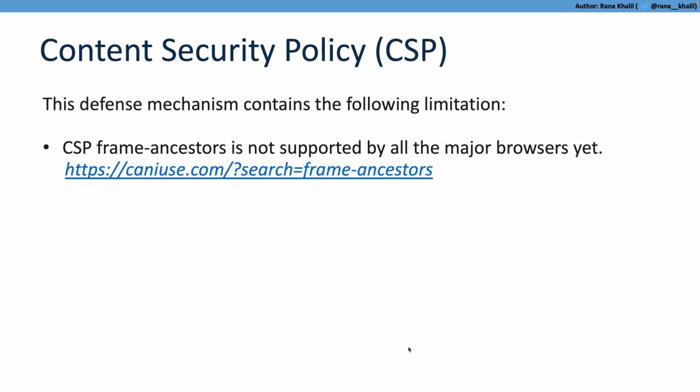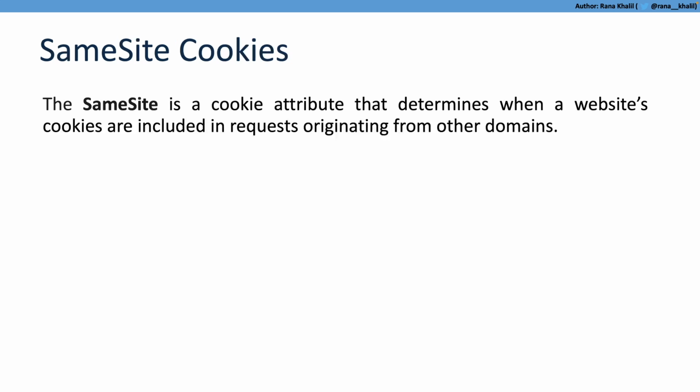Alright, the limitation associated with the content security policy is that the Frame Ancestors Directive is not yet supported by all major browsers, which is why it's important for you to use a combination of both CSP and the X-Frame-Options header as a multi-layer defense in case one of the defenses is not supported by the browser that the victim user is using. Last but not least, we have same-site cookies.